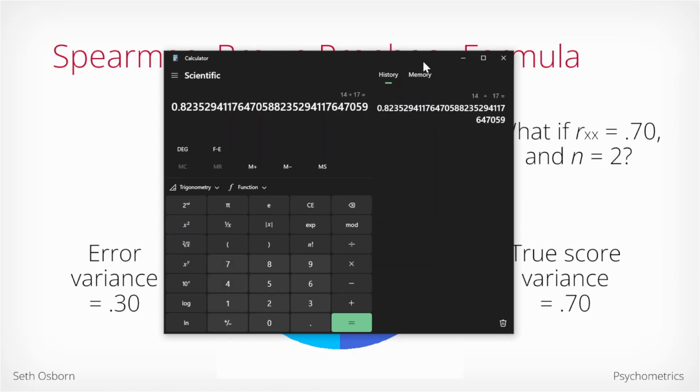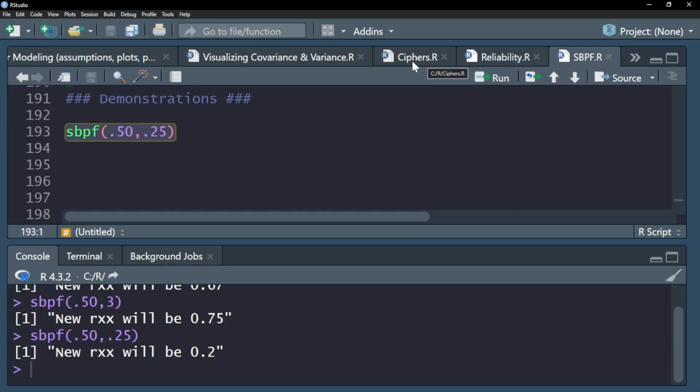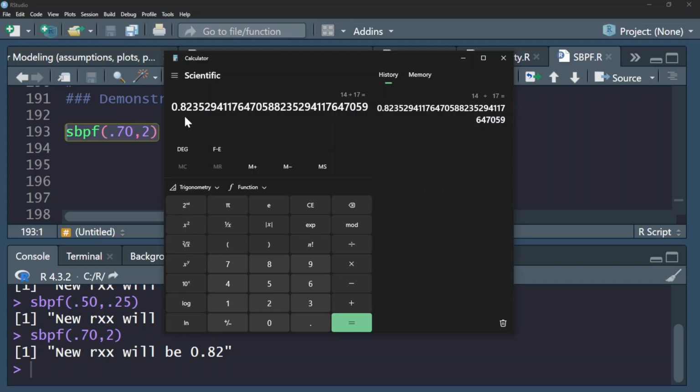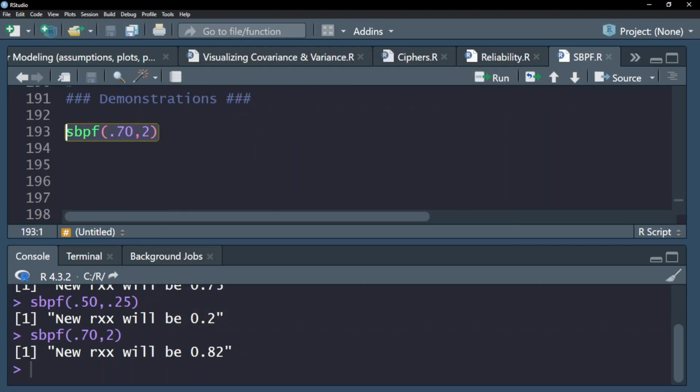0.8235. All right, let's just check that in R real quick. We started with 0.7 as our reliability, then we doubled the number of items. Is that what we got? I've already forgotten what it is. Yeah, 0.82. So it gives the exact same result. I love that.